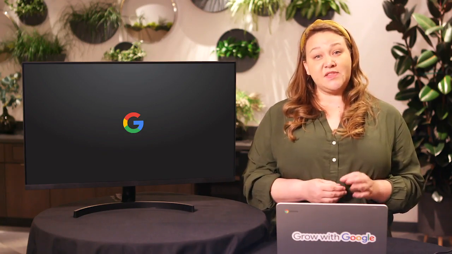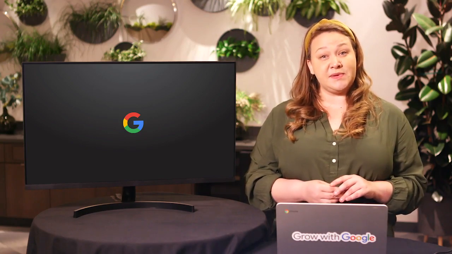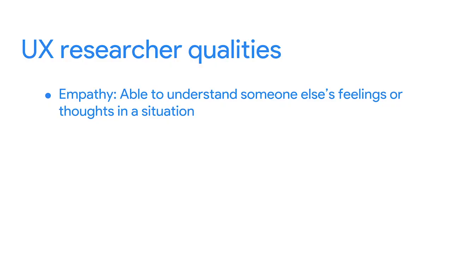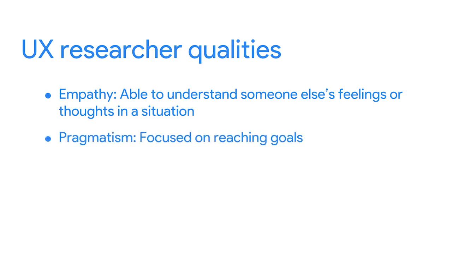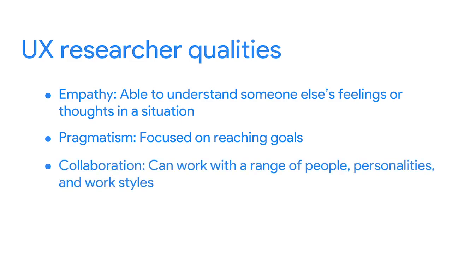Next, let's discuss some of the key qualities that UX researchers usually possess. Qualities of a good UX researcher include empathy, pragmatism, and collaboration. Empathy is the ability to understand someone else's feelings or thoughts in a situation. Pragmatism is a practical approach to problem solving. Pragmatic people are focused on reaching goals. Collaboration is the ability to work with a range of people, personalities, and work styles. You already have all of these qualities. All you need to do is learn how to apply them in your work. The more you develop these qualities, the more capable a researcher you can become over time.